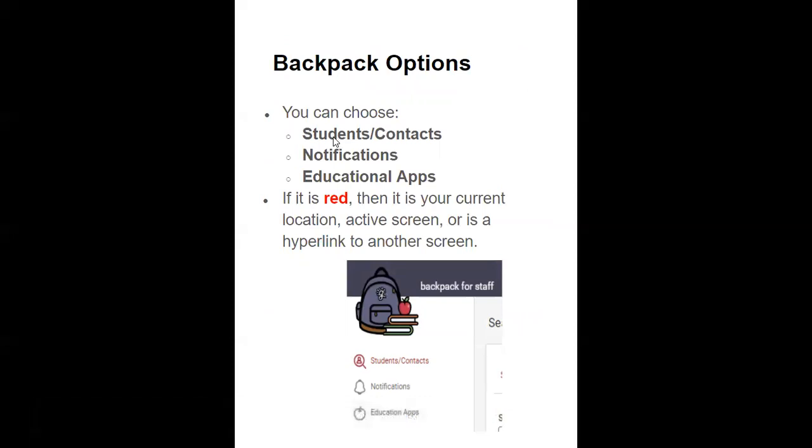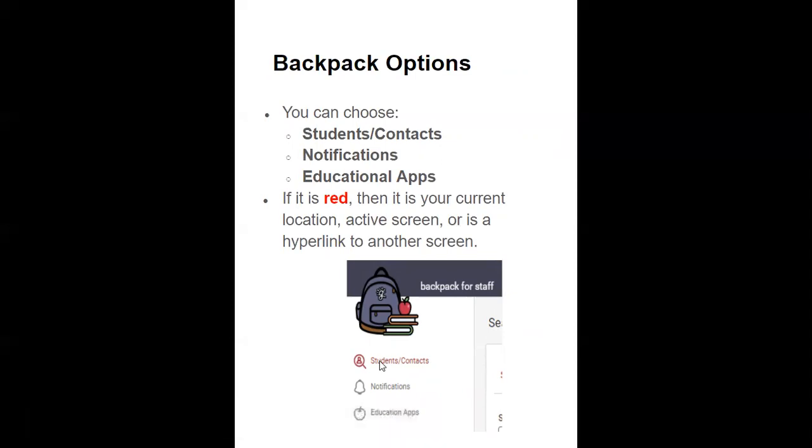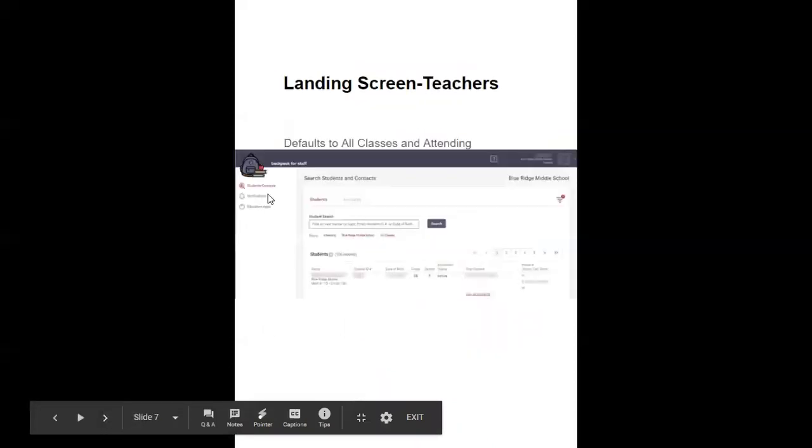So you can choose over on the left side of your page between student/contacts. You can choose to look for notifications where you're going to create those, or you can choose to go into the educational apps page. Notice that this is red. When you are navigating in Backpack, if it's red, that means it's your current location. It's your active screen, or it's a hyperlink to another screen. So this lets you know that it is the active screen. Again, you've got notifications and you've got educational apps there.